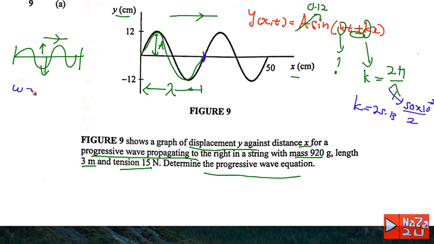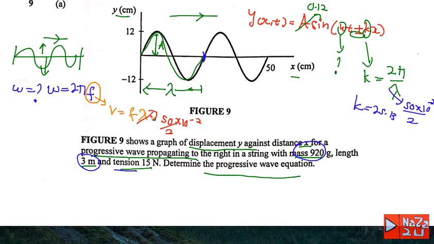So what is omega? To calculate omega, as you know, omega is equal to 2 pi f. From the information given, we have the mass of the string, the length L, and the tension. To calculate omega, we try to calculate the frequency. The frequency comes from the equation: speed of the wave is f lambda, where lambda, referring to the diagram, is half of 50, converted to meter is times 10 power minus 2.